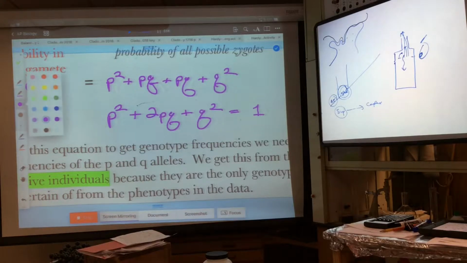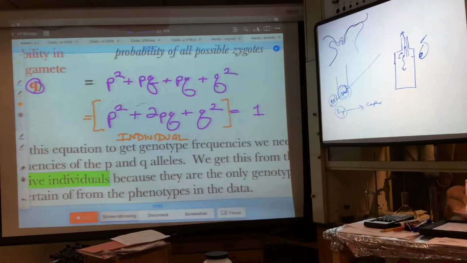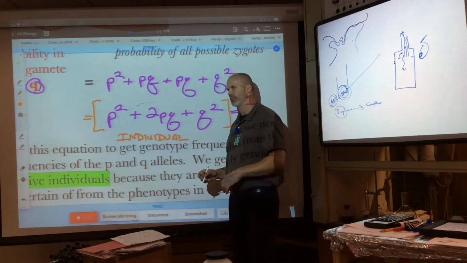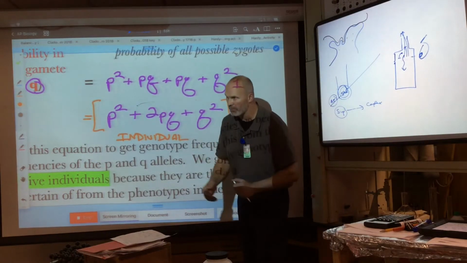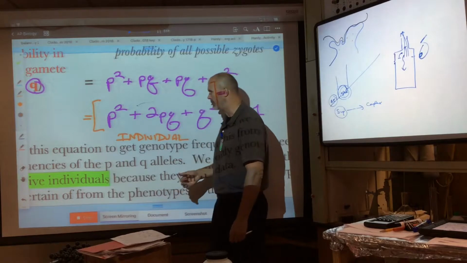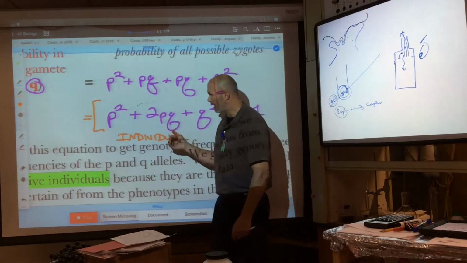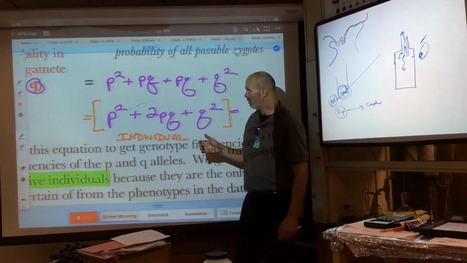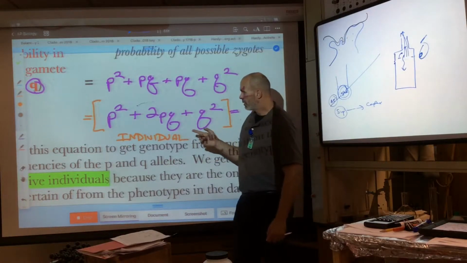So I'm going to change colors. This is for individuals. We can use this now. This is the Hardy-Weinberg equation for individuals in a population if there's no small population, no selective mating, no mutation, no influx of gene flow, and no selective pressure. This is how you figure it out.